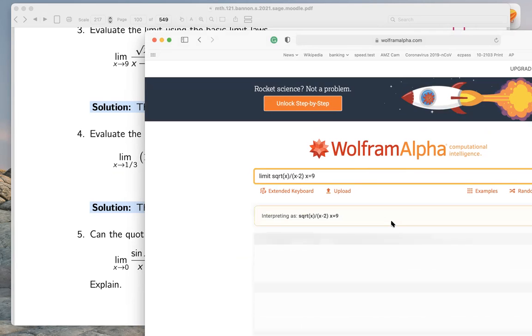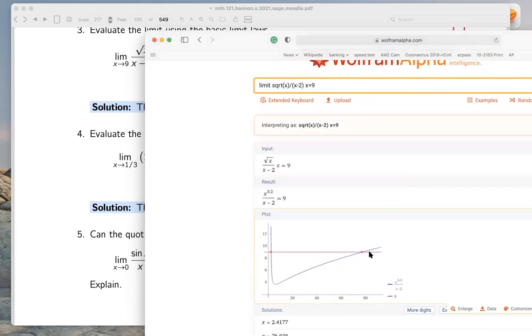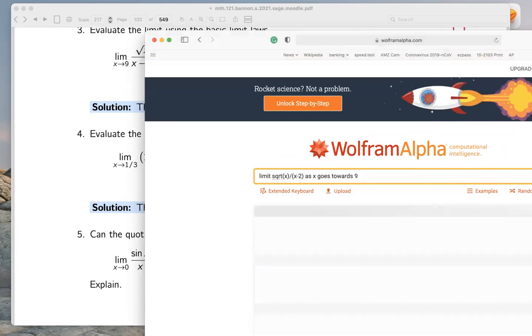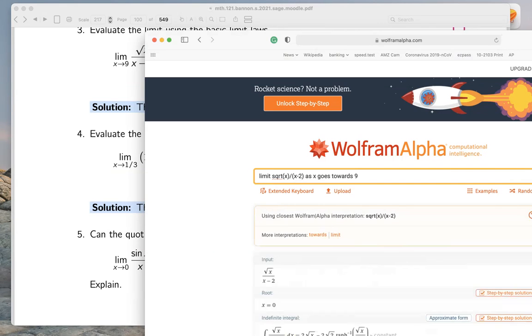The one thing I like about Wolfram Alpha, though, even if it misunderstands me, and it misunderstood me. So I'm going to say the limit square root of X over X minus 2 as X goes towards 9. And again, I don't understand that language either. It's like when you're talking to someone, you've got to keep rephrasing it until they do understand you. Don't keep saying the same thing over and over again, though.